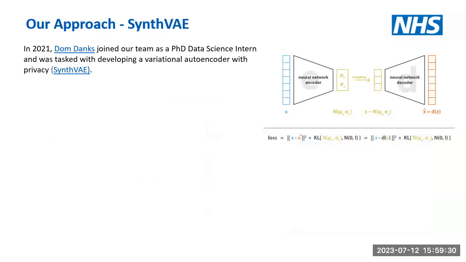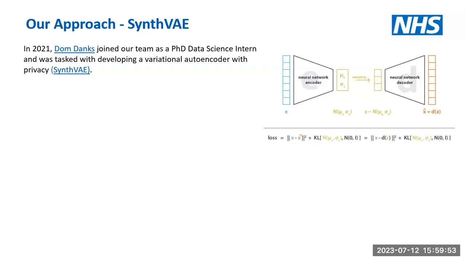And we got a PhD student in called Dom Danks, and he created a variational autoencoder, which we've called SynthVAE. And you can see the code online at the link there. The variational autoencoder is the one where you take your data, you put an encoder on it, which encodes it down into a representative model. You add a small amount of noise to that model, and then you decode.